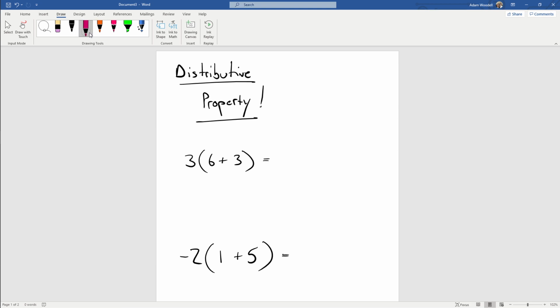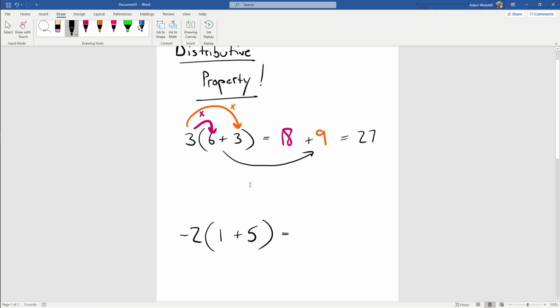what we can do to simplify it is take the number on the outside, this 3, and multiply it times both of the numbers that are on the inside. So I'm going to do 3 times 6, which gets me 18. I'm going to do 3 times 3, which gets me 9. I still have a plus sign, so I'm just going to rewrite the plus sign. And then I can simplify. 18 plus 9 is 27. Great.